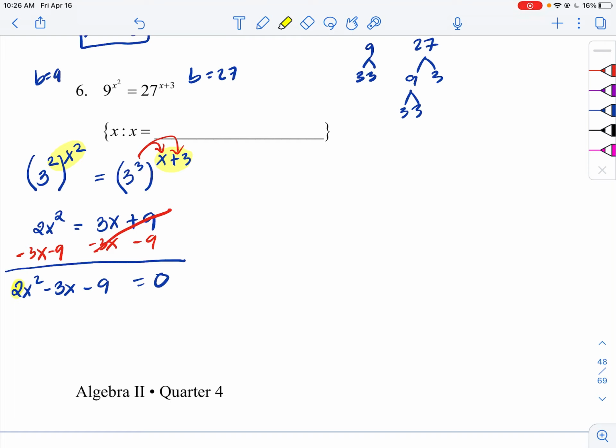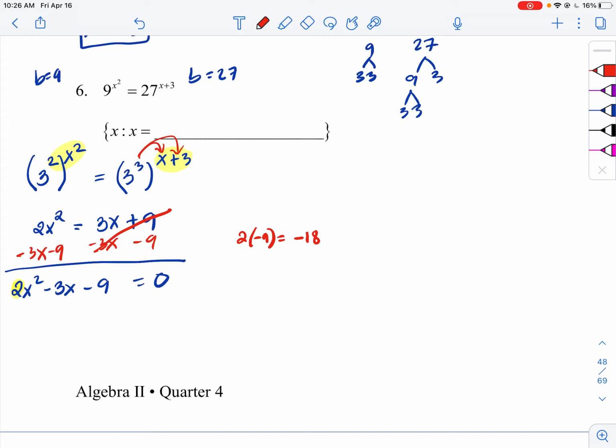So I'm going to multiply letters A and C. Okay, so I'm going to multiply letters A and C, which is a negative 18. So let me put that in here. A times C, sorry. There you go. So 2 times negative 9 gives you negative 18.